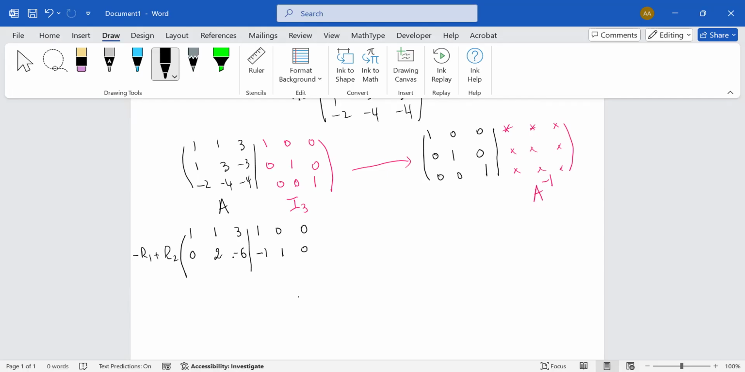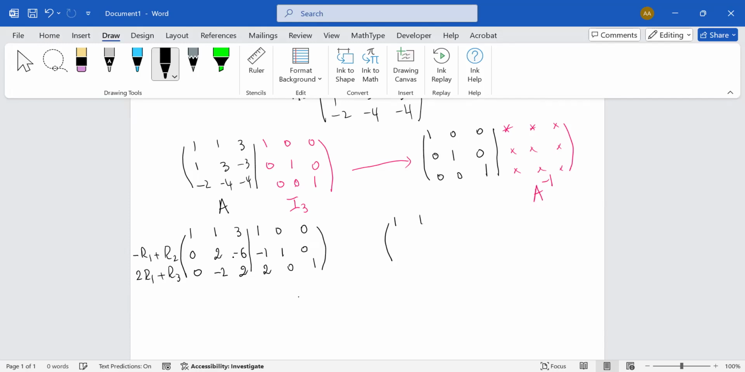And here, for the negative 2 to become 0, we do 2R1 plus R3. So basically, I'm multiplying the row number 1 by 2 and then add them up. So we get 0 here. Negative 4 plus 2 is negative 2, right? Negative 4 plus 6 is positive 2, right? And 0 plus 3 is 3. So this one will get some fractions, not some crazy fraction, but it will have some fraction.